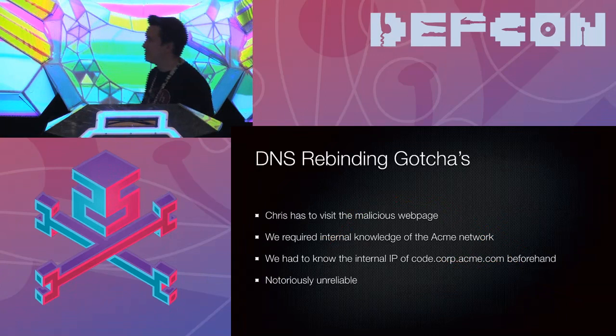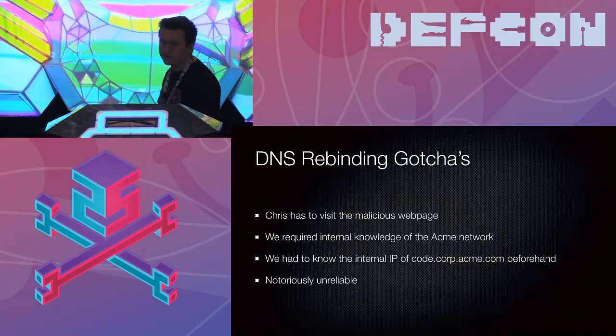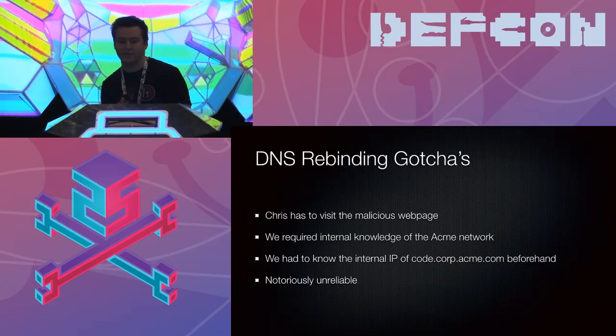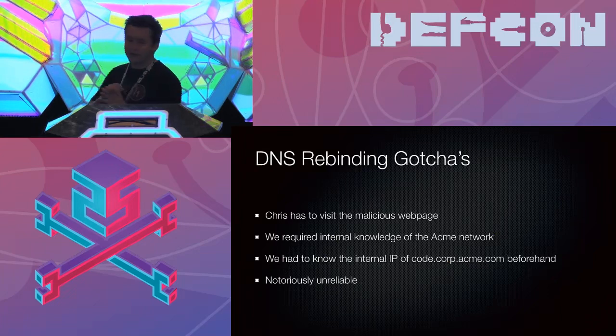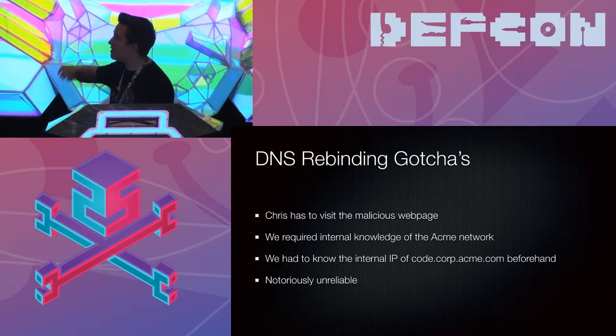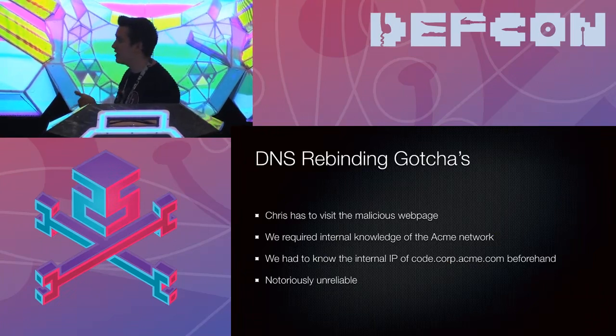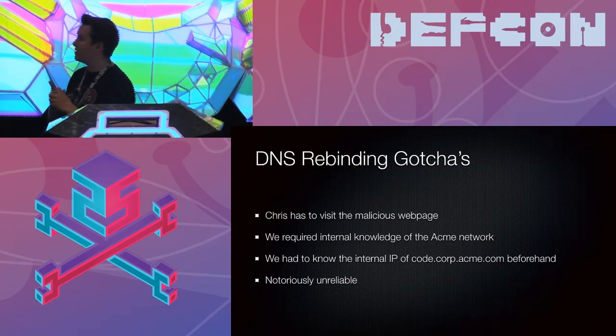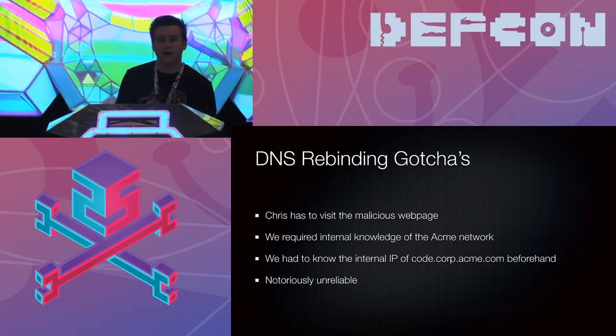All right, so that sounds a little bit scary. Let's talk about some of the gotchas about this attack. For any of it to happen, Chris had to visit a malicious web page. Then we required internal knowledge of the Acme network, and we had to know the internal IP of code.corp.acme.com ahead of time.